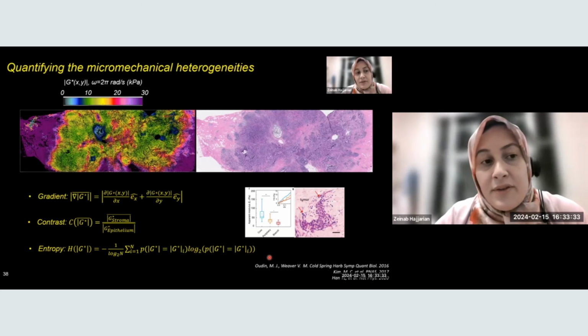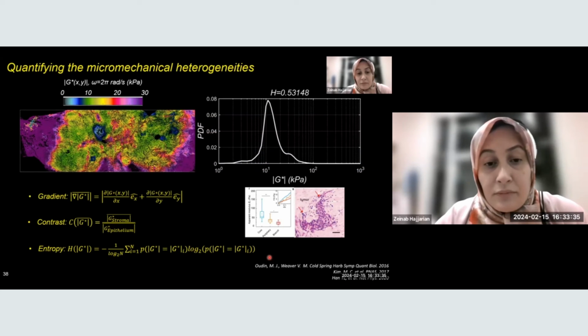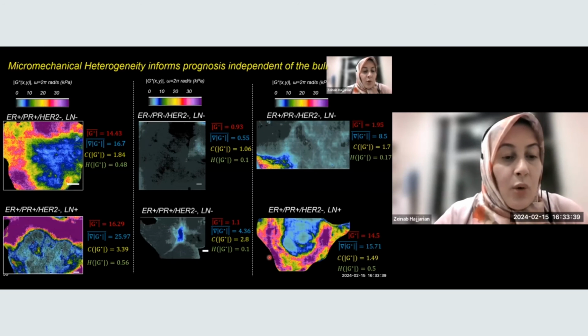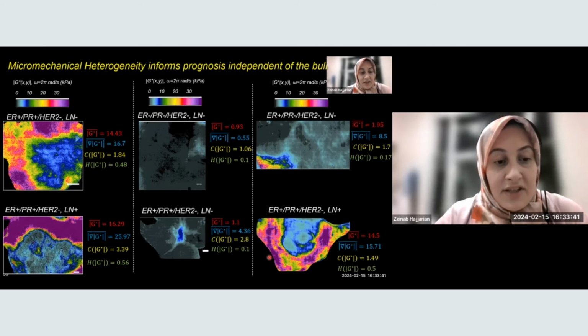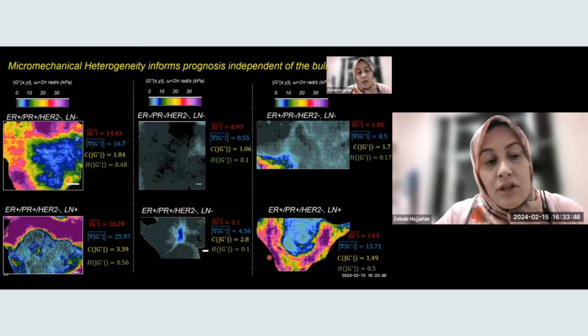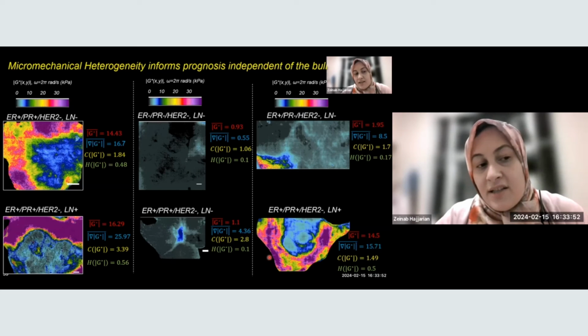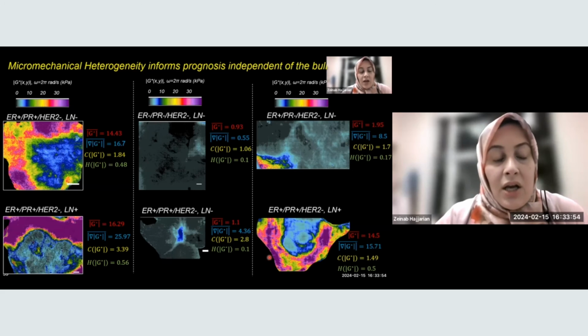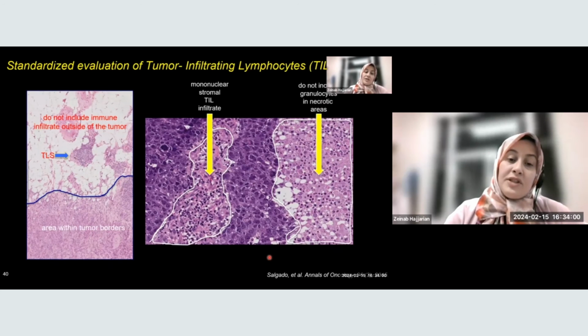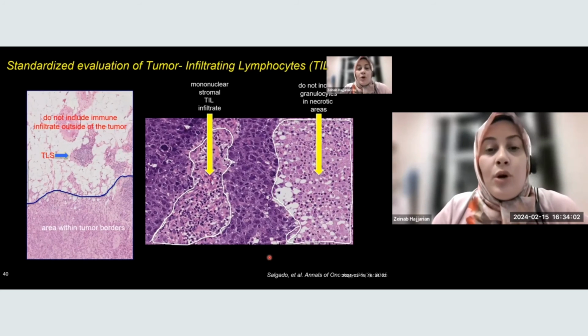So in our subset of specimens that we had collected, we quantified these for all of the different subtypes. We quantified the overall shear modulus, the stiffness gradients, the contrast, and the entropy, and looked into these parameters in the context of prognostic markers such as the tumor subtype, the grade, estrogen and progesterone status, HER2 status, and lymph node status.